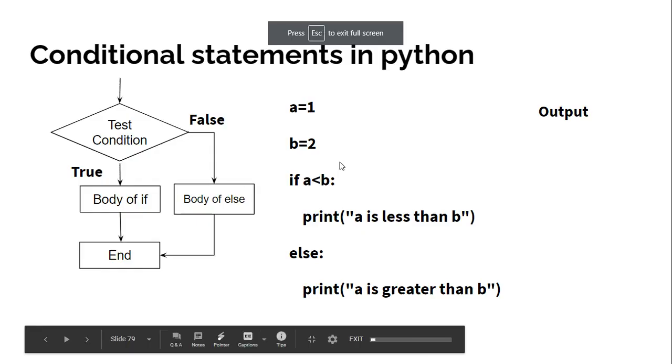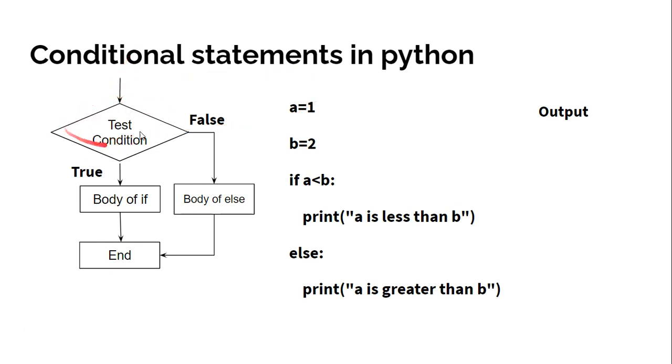So I have created a simple flow chart here that will show how the if else basically works. Firstly your program will start and it will check for the test condition. If the test condition is true, then what will it do? It will execute the body of if. Otherwise, it will execute the body of else, and then the program will terminate. I can see the flow of the program.